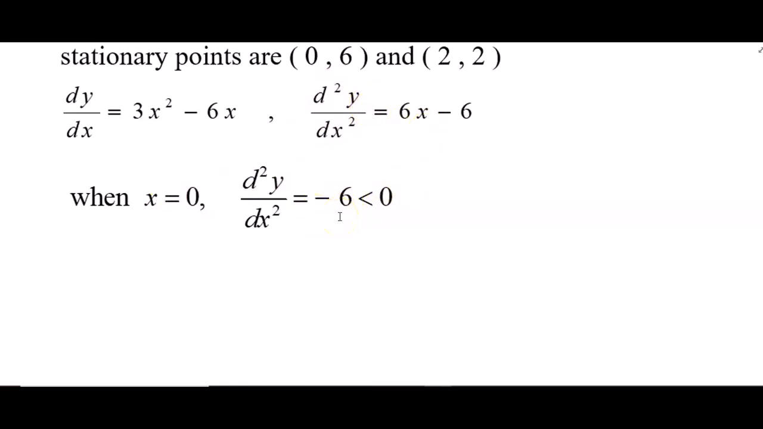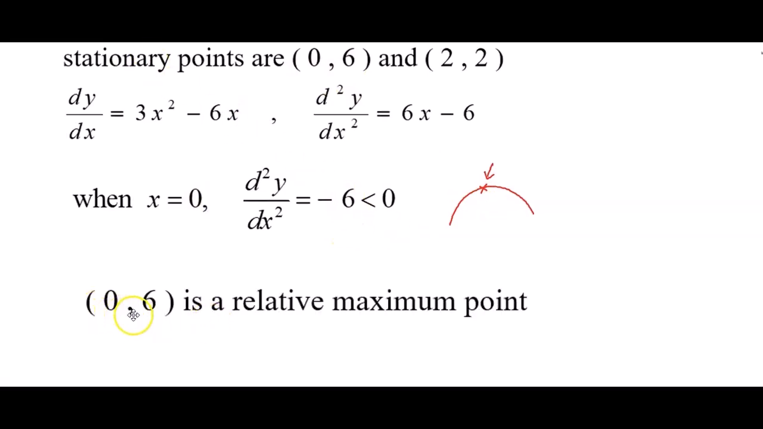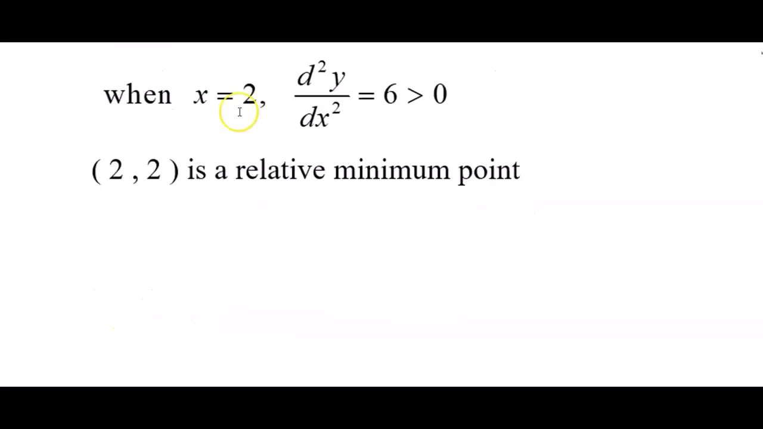It produced a negative value, which means the graph is concave downwards. So at this point (0, 6), you can see that it is actually a local maximum point. This is the conclusion we can make for the point (0, 6). Next, we test the second stationary point, that is when x equals 2. When x equals 2, we substitute 2 into d2y/dx2.